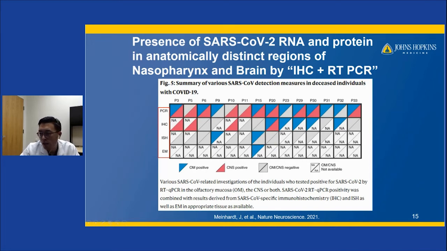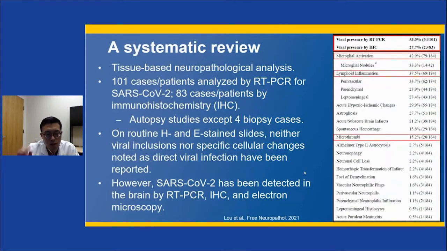So among these studies that I presented, 4 or 5 studies, already you see a lot of heterogeneity among the studies, and some are positive by PCR, and it sounds like PCR is a pretty sensitive marker for virus detection, and immunochemistry is also pretty sensitive, but ISH and EM, not many studies showed positivity for SARS-CoV-2 when they looked at brain tissue.